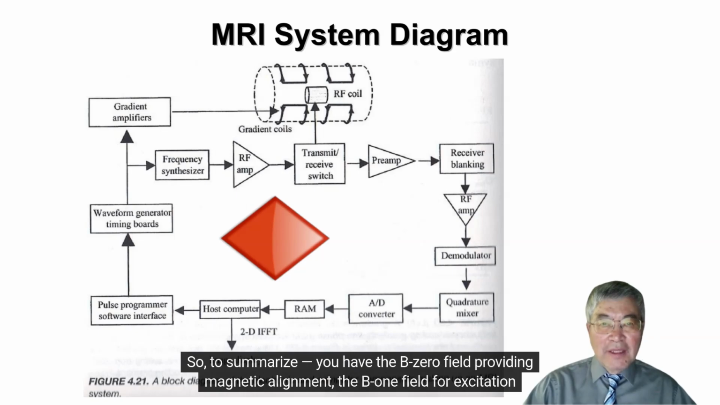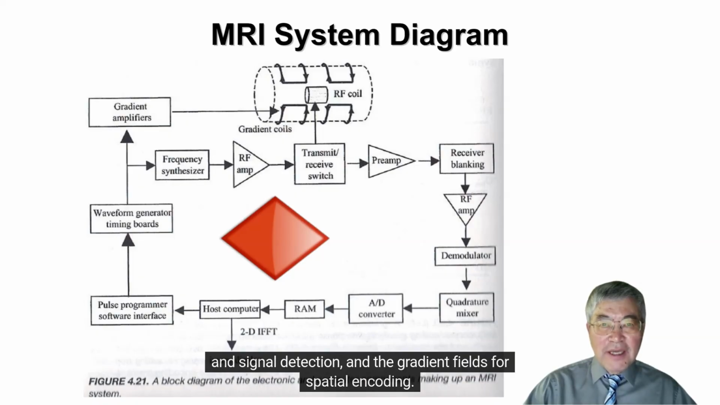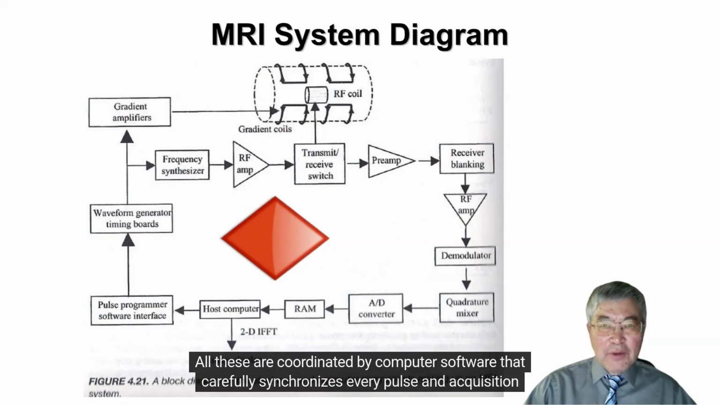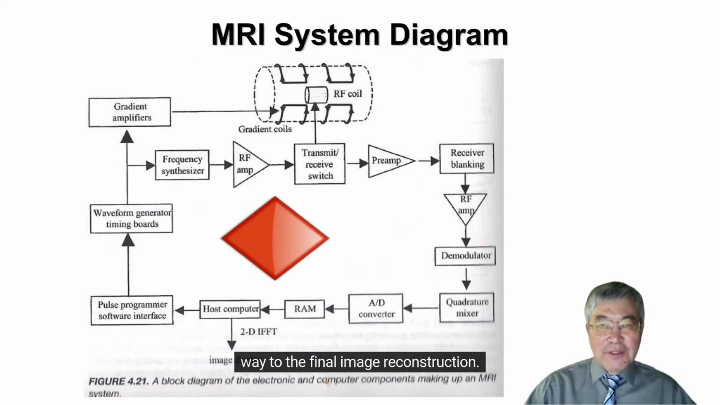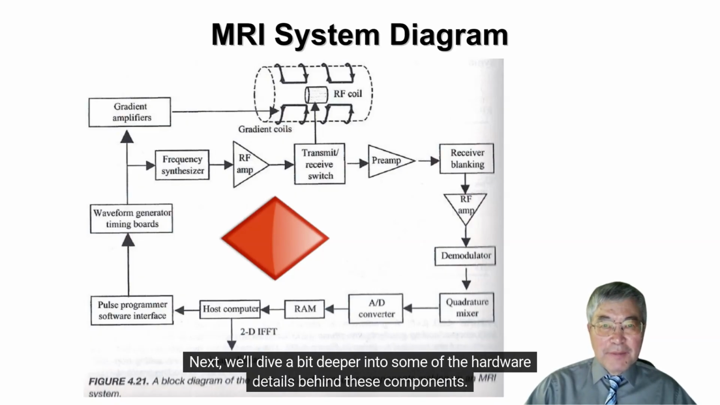So, to summarize, you have the B0 field providing magnetic alignment, the B1 field for excitation and signal detection, and the gradient fields for spatial encoding. All these are coordinated by computer software that carefully synchronizes every pulse and acquisition step. This is a high-level overview of how an MRI system operates, from the initial excitation pulse all the way to the final image reconstruction. Next, we'll dive a bit deeper into some of the hardware details behind these components.